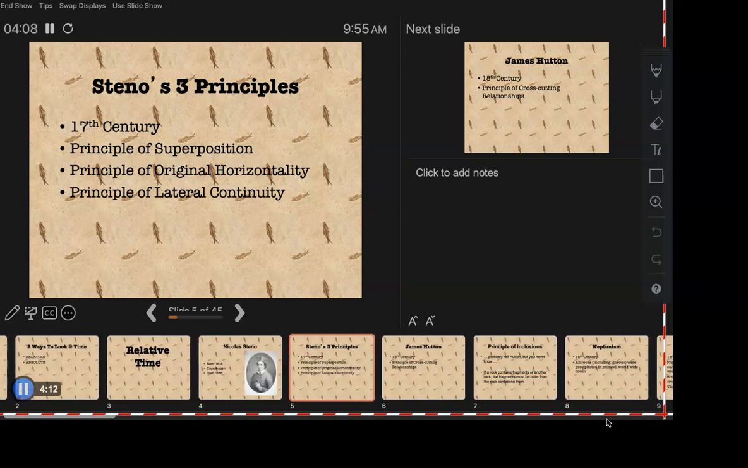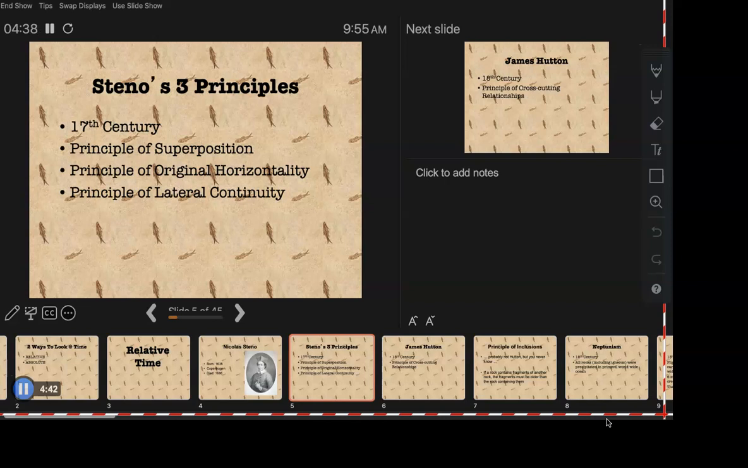He came up with three rules that we still hold true today. Superposition, original horizontality, that's a mouthful, and lateral continuity. I'd rather you know what the law is than who made it. I don't care about that. All right.